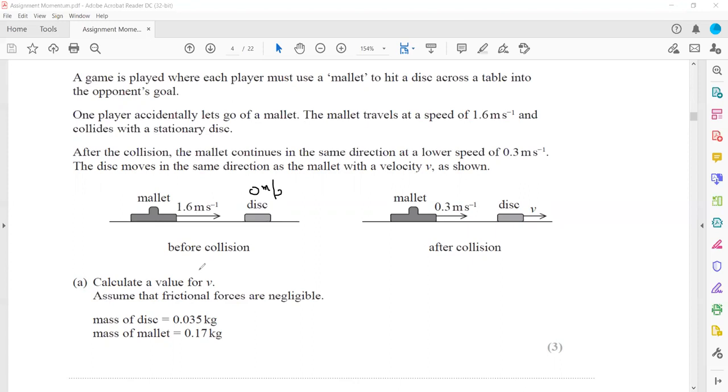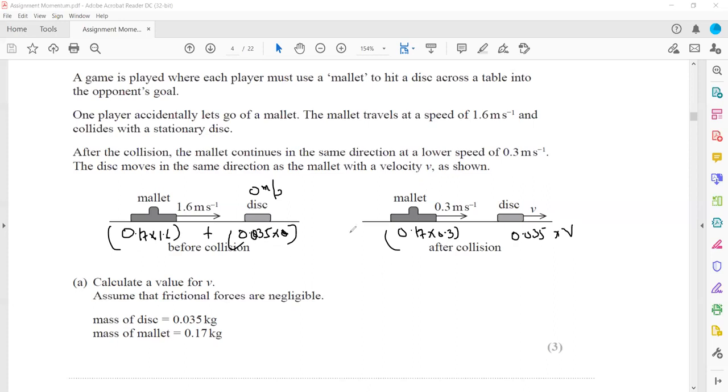So according to conservation of momentum, the total momentum before collision is equal to the total momentum after collision. So here, what is the momentum of the mallet? That is 0.17 multiplied by 1.6. And what is the momentum of the disc? That is 0.035 multiplied by 0, because it is stationary. In the same way, after the collision, the mallet mass is 0.17 multiplied by 0.3, and for the disc it is 0.035 multiplied by V.